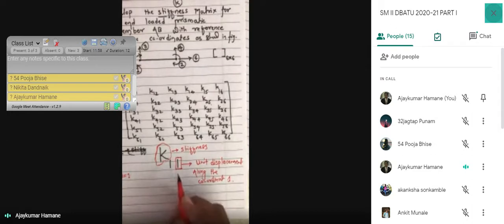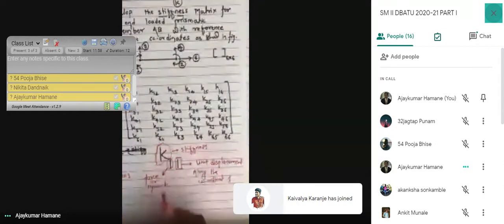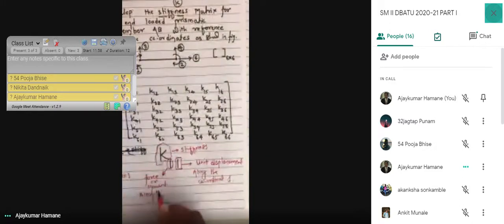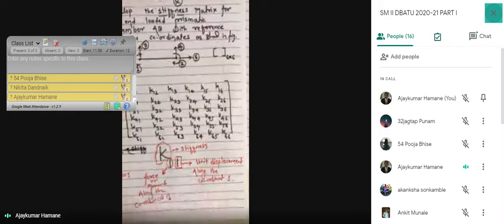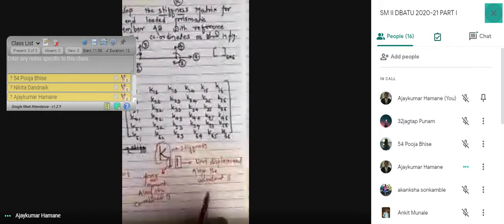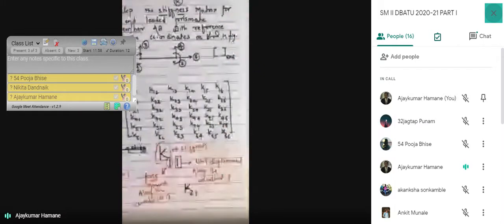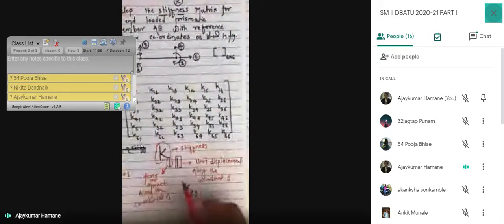Along the coordinate 1. Okay, and what is this? K11 defines what the stiffness is when there is unit displacement along coordinate 1. What is the force or moment along the coordinate 1? Now K21. So this is the stiffness.